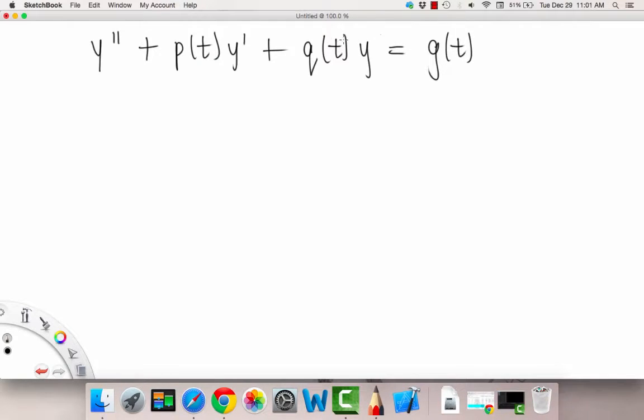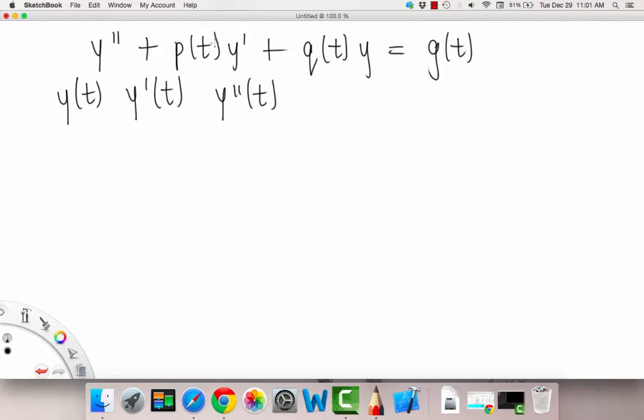Okay, so for our second order ODE, ordinary differential equation, y double prime plus p of t times y prime plus q of t times y is equal to g of t. And of course here, y is a function of t, as are y prime and y double prime. We don't want our equation to look too crowded with t's and everything.